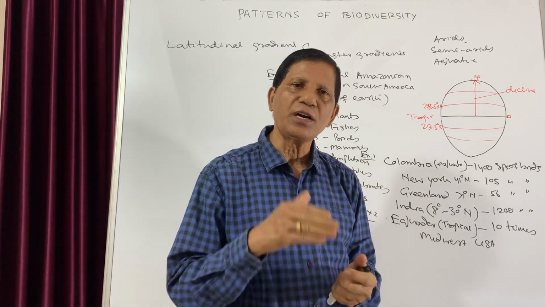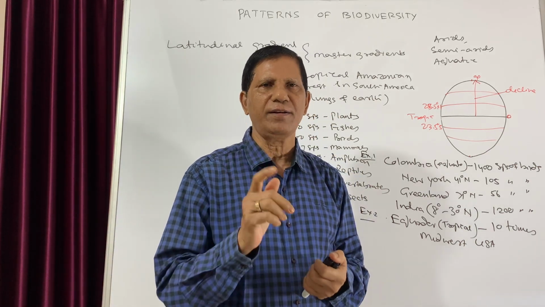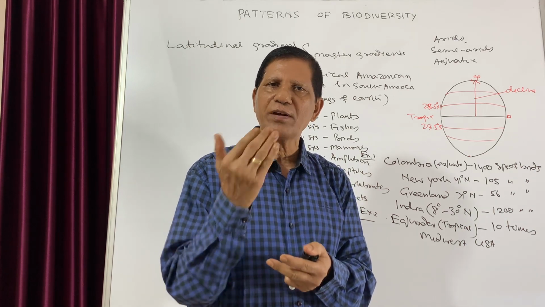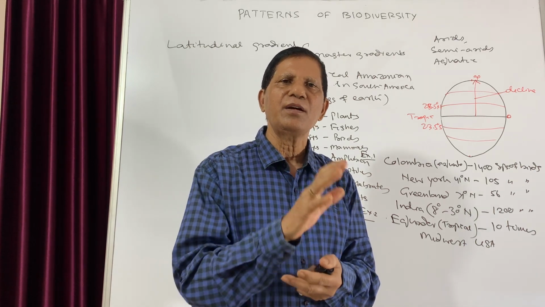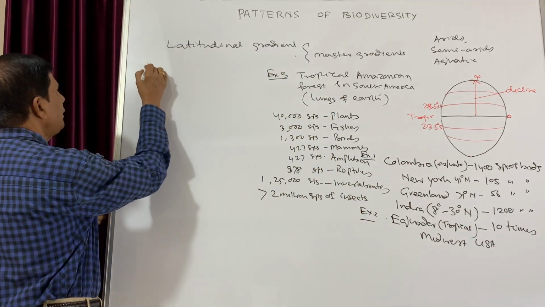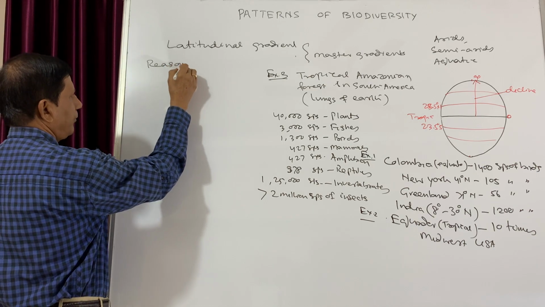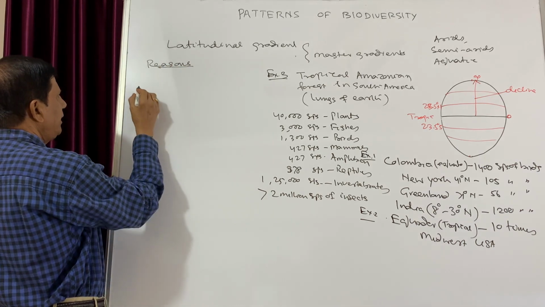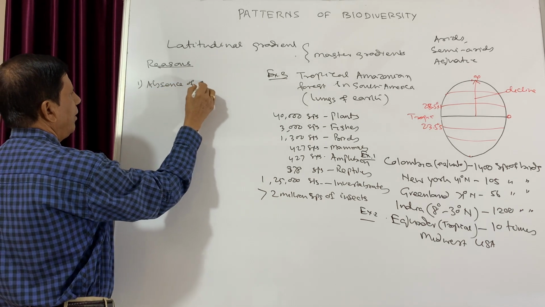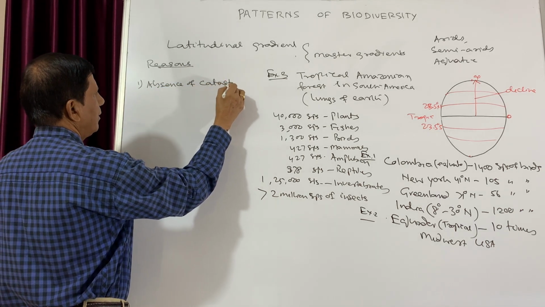Now the question comes to our mind, why? What is the reason behind it that in the tropical areas there is more biological diversity than the polar areas? So let us answer that question. What are the reasons for it? One of the reasons is absence of catastrophes.